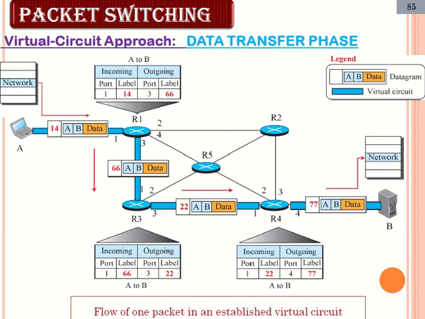So the source computer uses the label 14, which it has received from router R1 in the setup phase. Router R1 forwards the packet to the next immediate router, that is R3, but changes the label to 66. Router R3 forwards the packet to the next router, that is R4, and changes the label to 22, and finally router R4 delivers the packet to the final destination with the label 77.